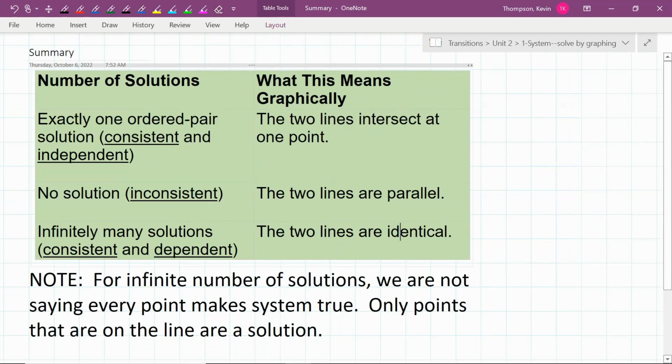And then finally, if it's infinite, we're not saying every point makes it true. It's only points that are on the line that are a solution.